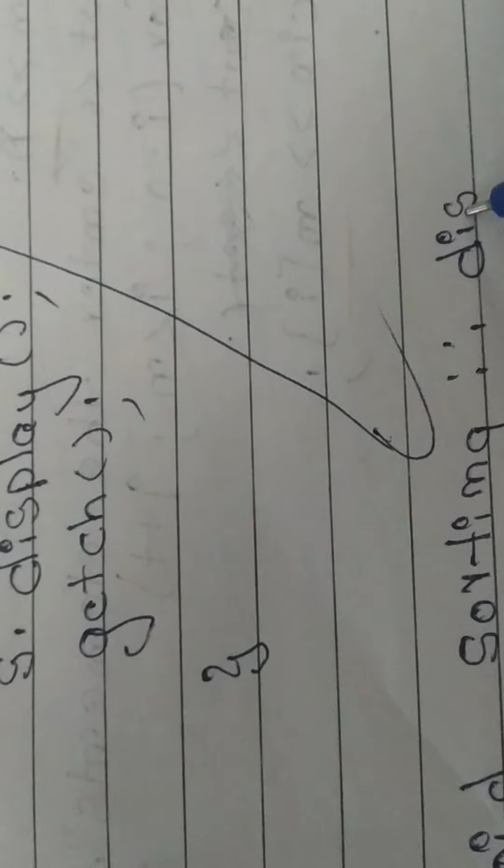Okay. So how to write down the function? Void, class name. Class name is sorting. Scope resolution operator. So the function name is display. In the display function, what will be there? Only cout will be there. Okay. So cout "array after sorting".